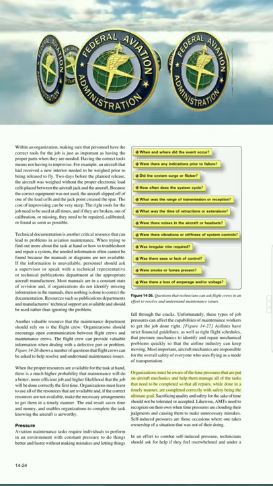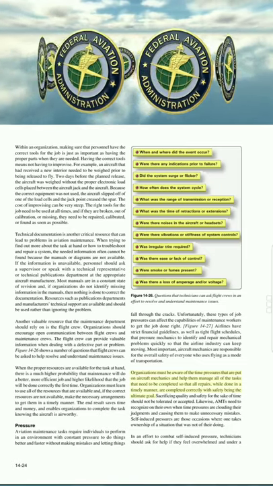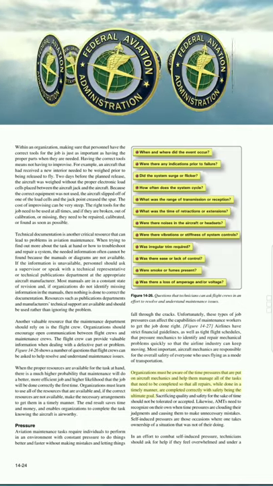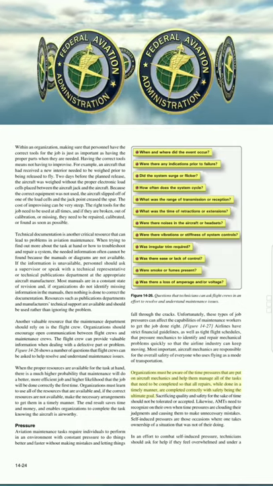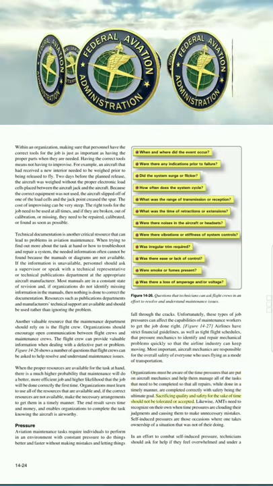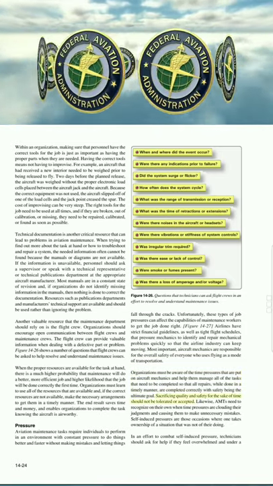Organizations must be aware of the time pressures that are put on aircraft mechanics and help them manage all of the tasks that need to be completed so that all repairs, while done in a timely manner, are completed correctly with safety being the ultimate goal. Sacrificing quality and safety for the sake of time should not be tolerated or accepted.